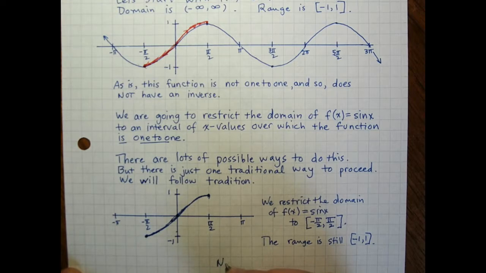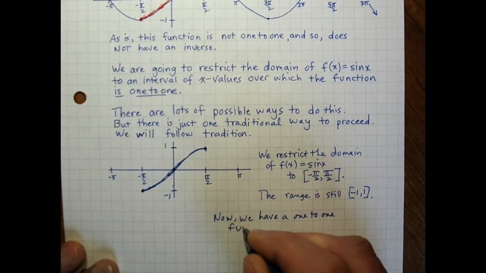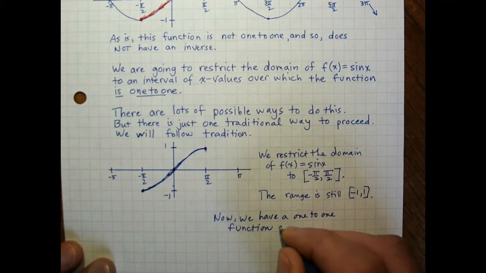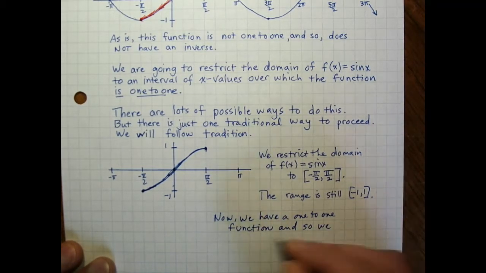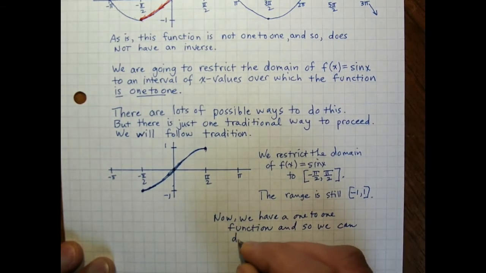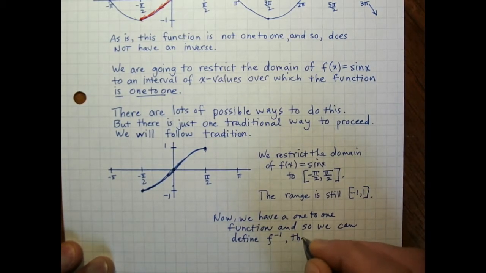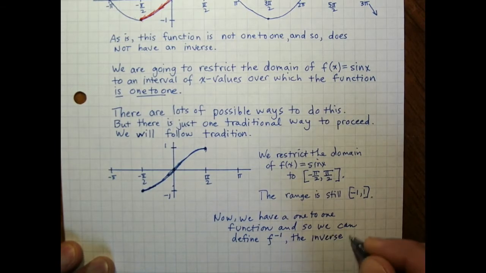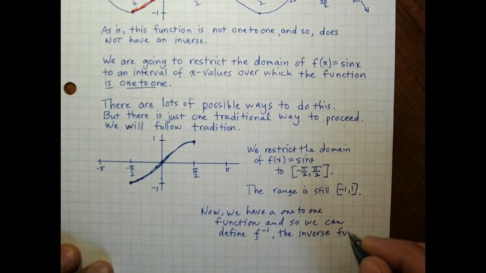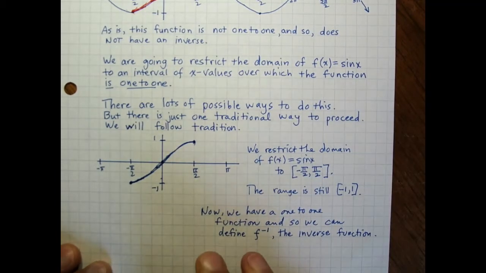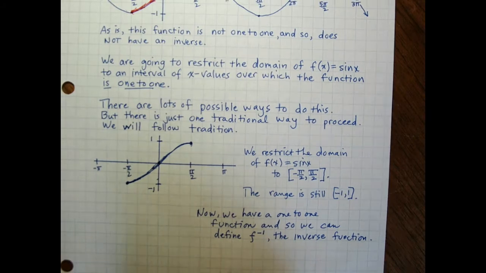So now we have a one-to-one function. And so we can define f inverse, the inverse function. Now let's think about how we would do that.